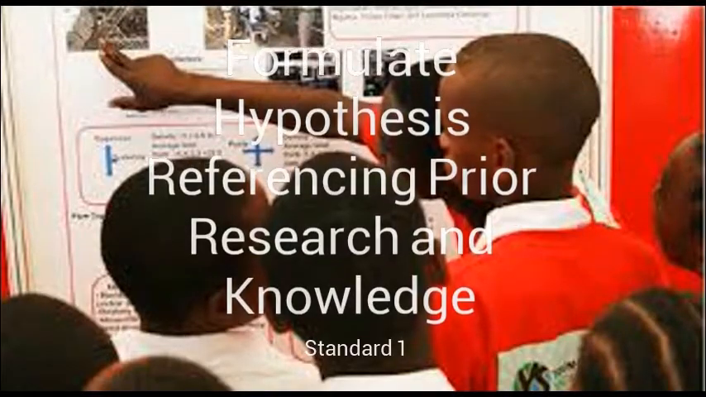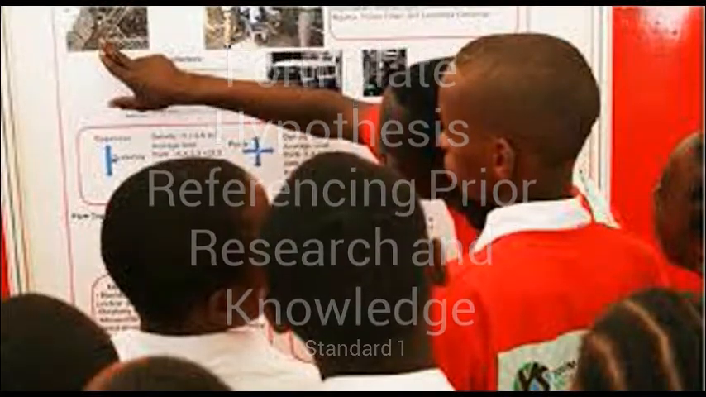We want to teach students how to formulate hypotheses, referencing prior research and knowledge. So we've been doing many different experiments already in science. This is about week 7 or 8 in our science class, and they're familiar with the scientific method. However, we want students to create their own type of controlled experiment.